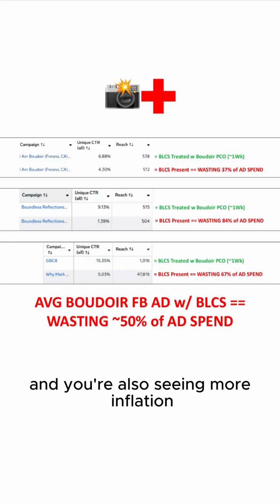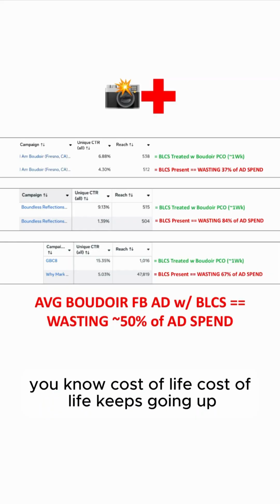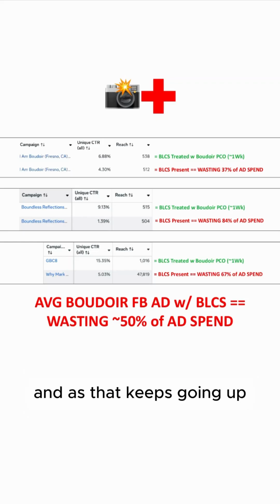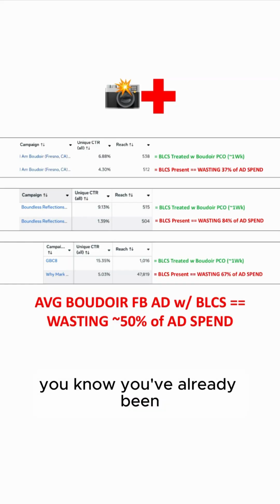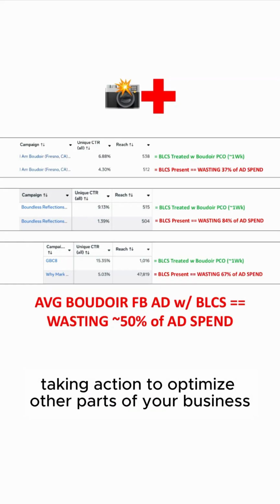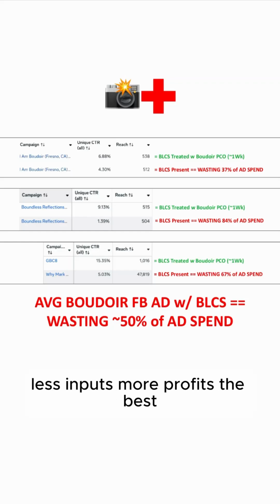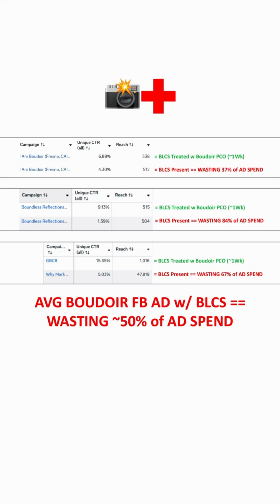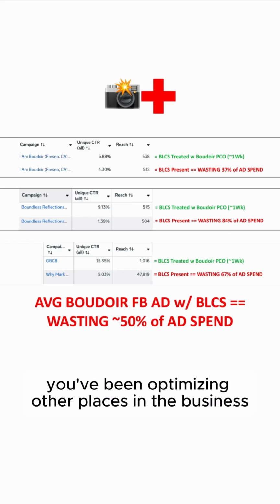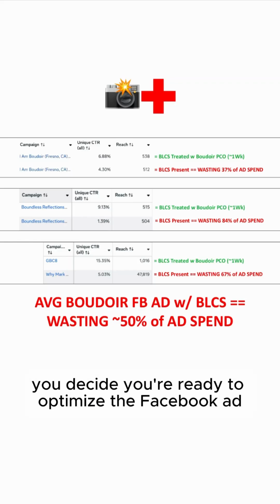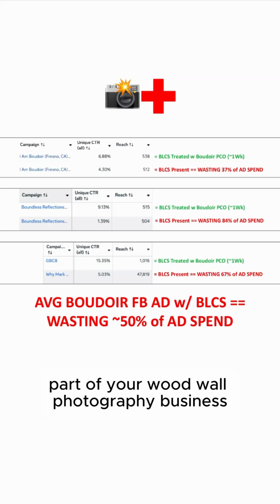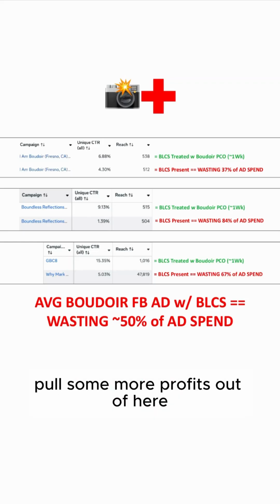And you're also seeing more inflation, cost of life keeps going up, and you've already been taking action to optimize other parts of your business, pull out more profit for the same inputs, or even better, less inputs, more profits, the best. And so you've been optimizing other places in the business, and now you decide you're ready to optimize the Facebook ad part of your boudoir photography business. Pull some more profits out of here.